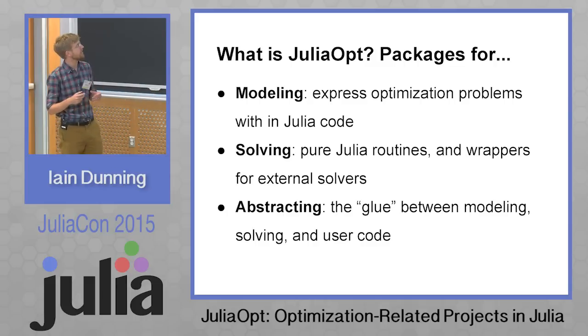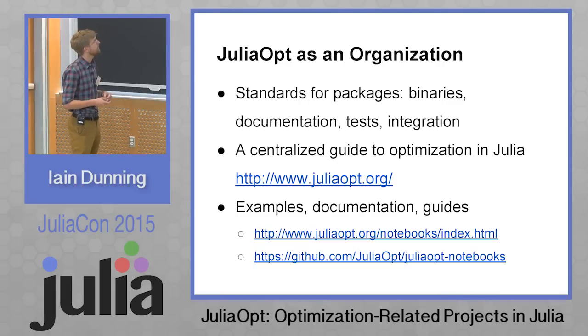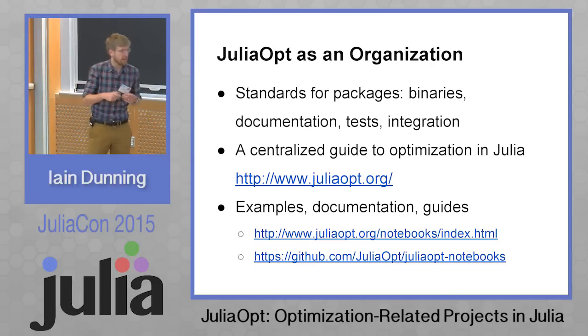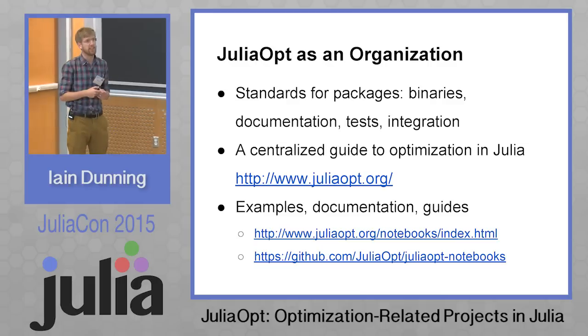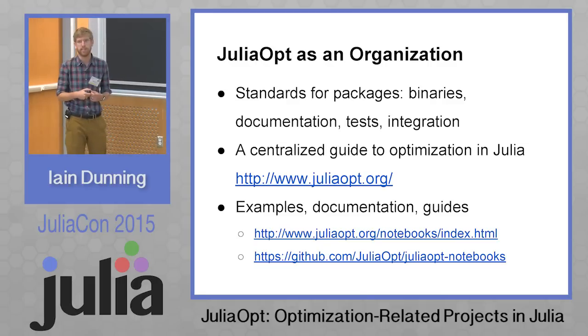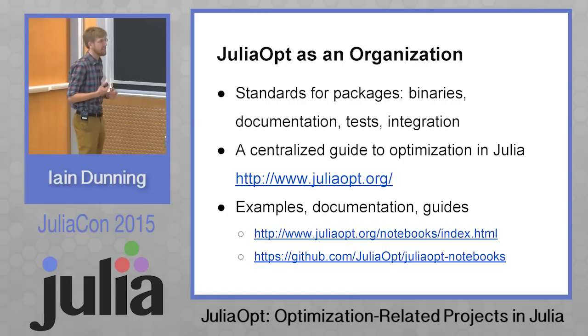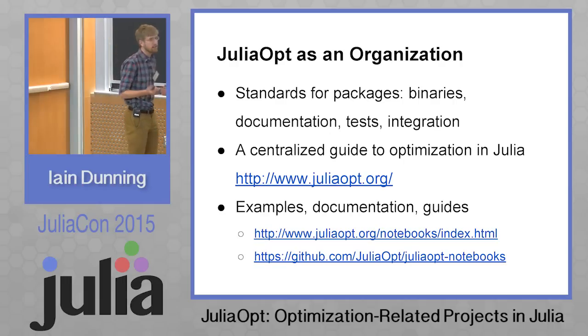And then an abstraction layer between all those things, like the glue that joins them together. As an organization, we pride ourselves in having pretty high standards. Julia is a young language, and so a lot of trust is involved to get people to use it. So we aim for all packages to have support for all the platforms if they have binaries, to have at least some documentation, no blank README pages, tests, and to integrate with the rest of JuliaOpt.